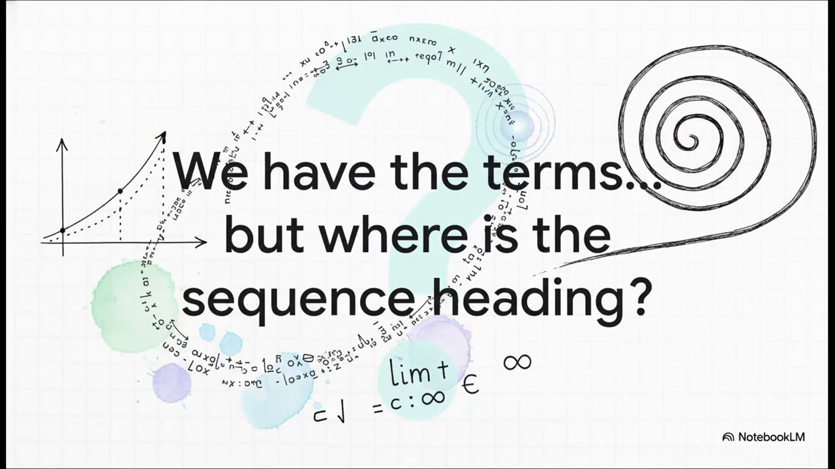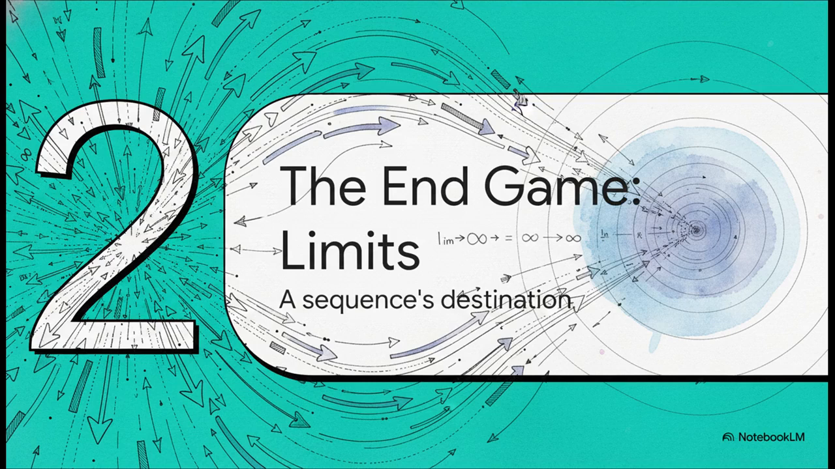So listing out the first few numbers is one thing, right? We can do that. But here's the question that really opens up a whole new level of math. If this list just keeps going and going forever, where is it actually heading? That very question leads us to one of the most powerful ideas in all of mathematics, the limit. This is the end game. We're trying to figure out the sequence's ultimate destination.